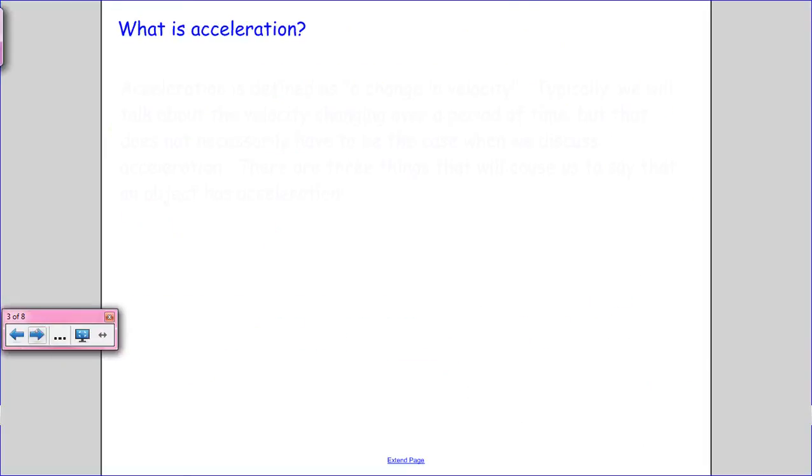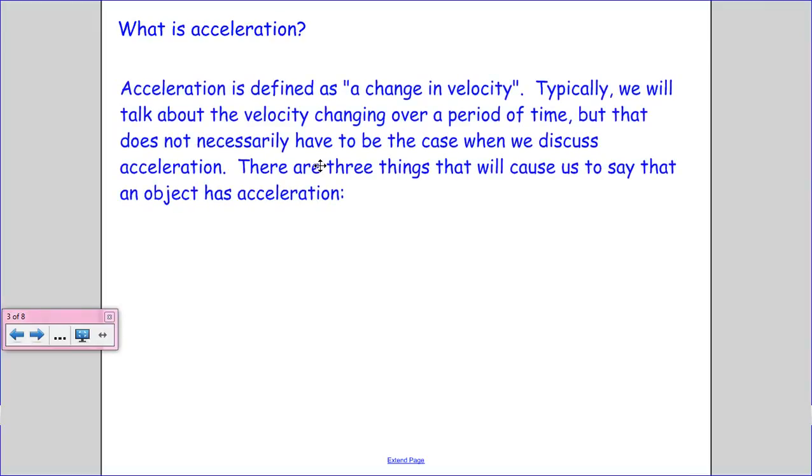So what is acceleration? Well, acceleration is defined as a change in velocity. Any change in velocity. And there are three things that will cause us to say that an object has acceleration. The first one is pretty intuitive. When we talk about accelerating in a car, this is usually what we think of. Anytime an object speeds up, it's accelerating, right? Its velocity is going from a low number to a high number in a given direction. Its velocity is changing, it's increasing.